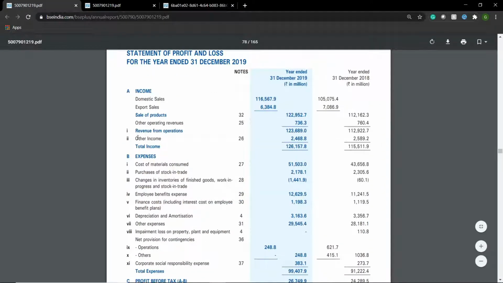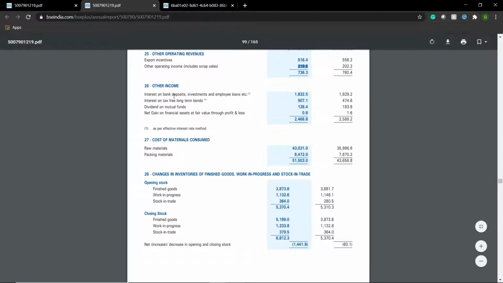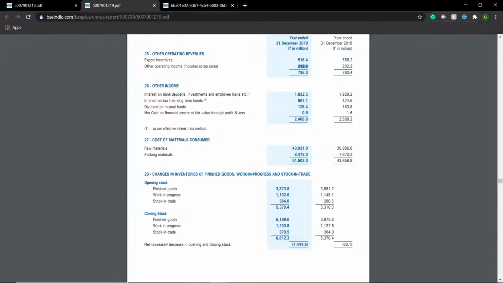Then coming to the next point, which is other income, right? Now, what is this other income? You can go to note number 26 again and see what this other income really is. Now, this other income constitutes the interest which is generated from the investments and bank deposits, along with the interest which they got from tax-free bonds.